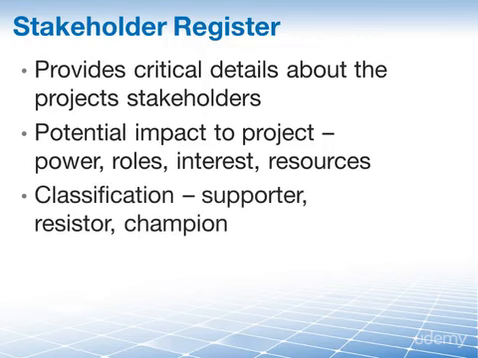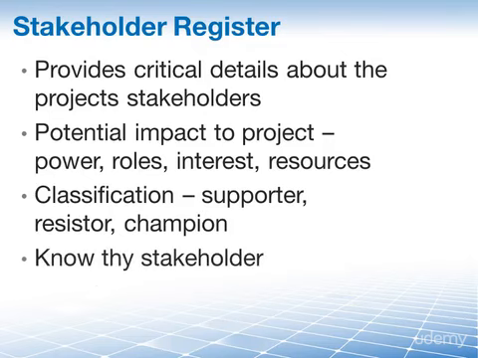Secondly, the stakeholder register will contain the classification of the project stakeholders. Are they supporters, resistors, champions? Risk planning has to include information about who may cause risk, like a resistor, and who can reduce risk, like a champion. In essence, this information helps you as the project manager to associate a level of risk to a stakeholder. The better the project manager knows their stakeholders and level of influence, the more effective and purposeful risk planning will be.